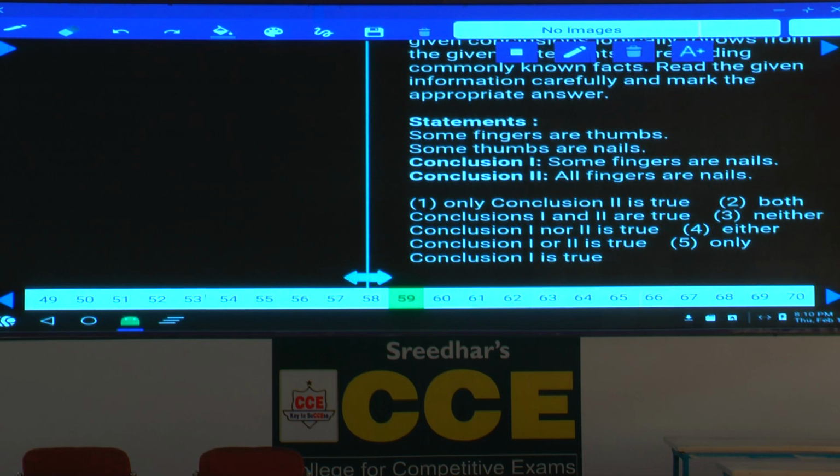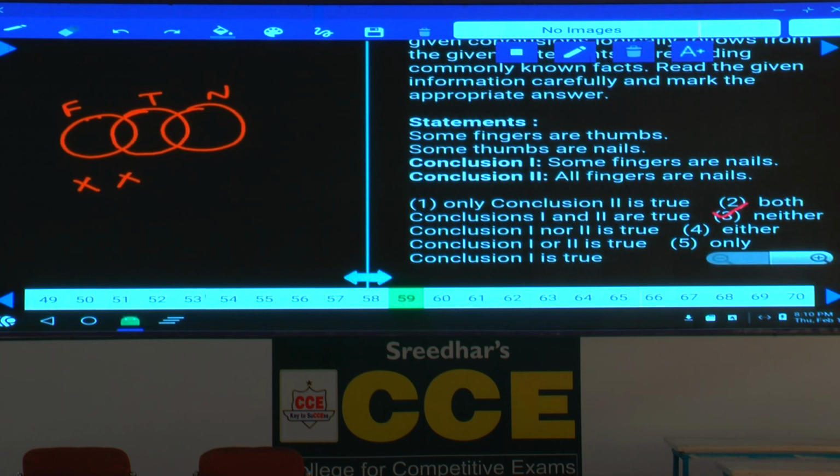Now 59, some fingers are thumbs. Some of the fingers are thumbs can be written like this, finger and thumb. And some thumbs are nails. First one, some fingers are nails, is false. And second, all fingers are nails, that is also false. There is no intersection between finger and nail. Hence neither 1 nor 2, that is choice 3. Question number 59, choice 3 is the answer.